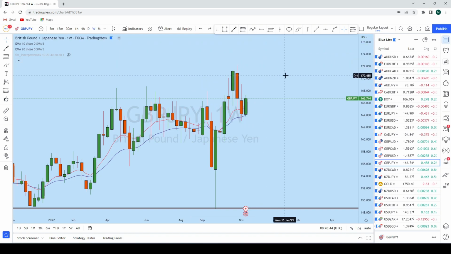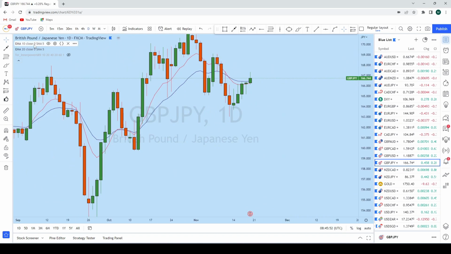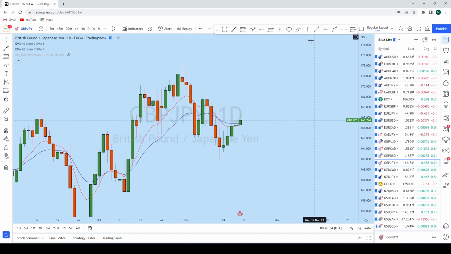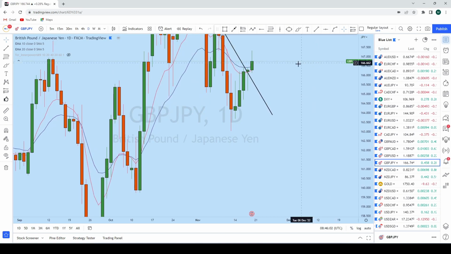So we can expect now GBPJPY to create another bullish move. Now looking at the daily, if you closely look, we see that this price action has broken this daily resistance level and closed above this resistance. What can we expect in the new trading week?